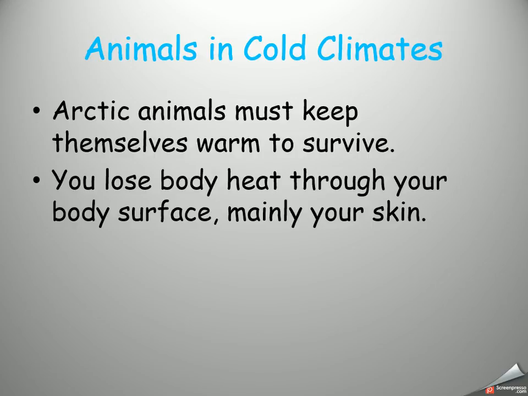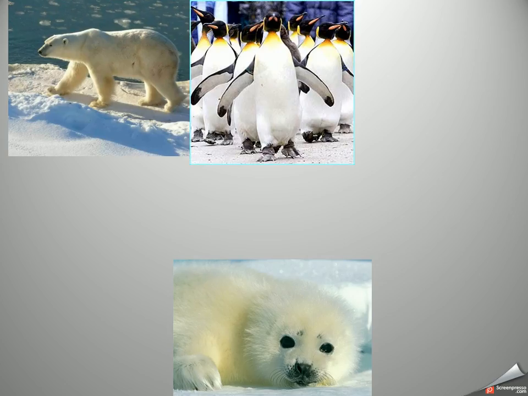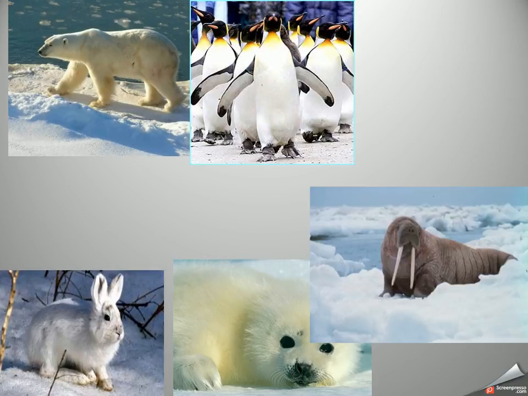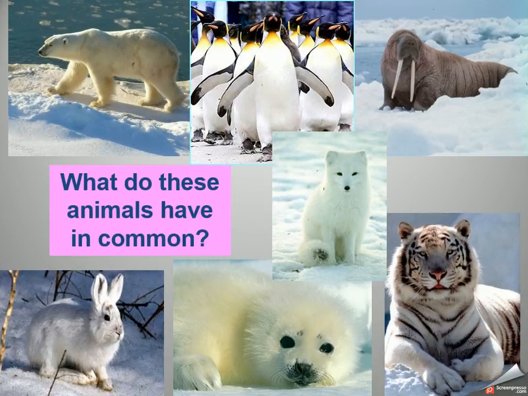So Arctic animals, the ones that live in the cold, must be able to survive in really, really cold conditions. And so they would lose heat through their body surface, mainly through their skin. But Arctic animals have many adaptations to help them survive. These Arctic animals have lots of different adaptations to help them survive these very, very cold places. So you've got to know what kind of adaptations they all have.